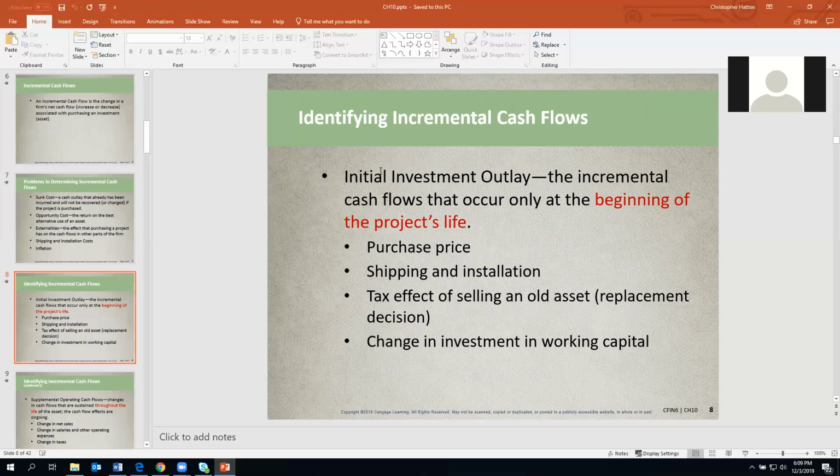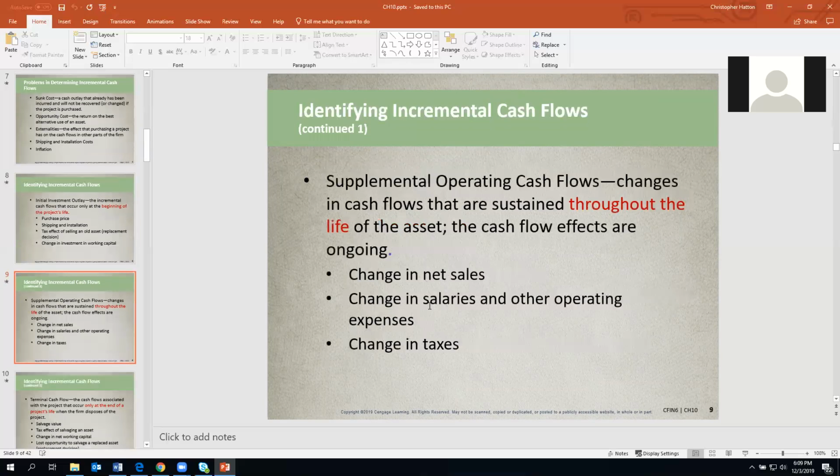Identifying incremental cash flows. Your initial investment outlay is going to be your purchase price. Add in your shipping and installation costs, and then the tax effect of selling the old asset. So if there's a replacement decision versus an expansion decision, you're going to want to add in that tax also at the end. And then change in investment working capital. So this one isn't always straightforward, but we'll see a few examples worked through in the slides here.